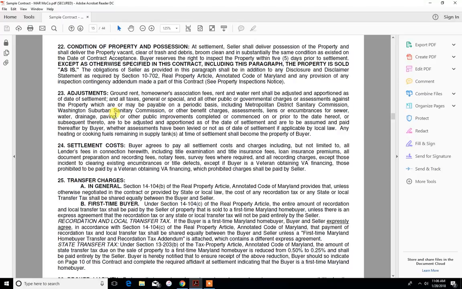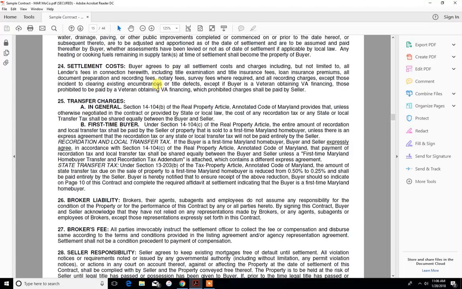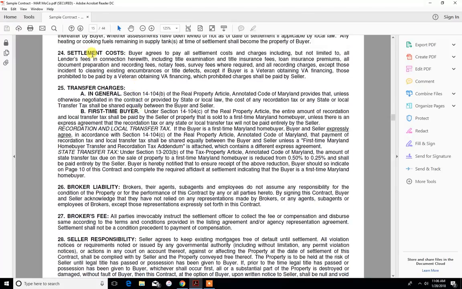Adjustments, this talks about different prorations that's going to happen at settlement, and the title company is going to go over that with you. You can read that if you want. This talks about closing costs and outlines different potential closing costs. You can read through that. Again, the lender and the title company will go over that with you in more detail.